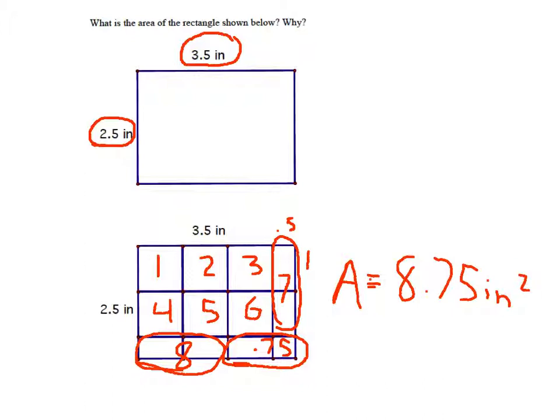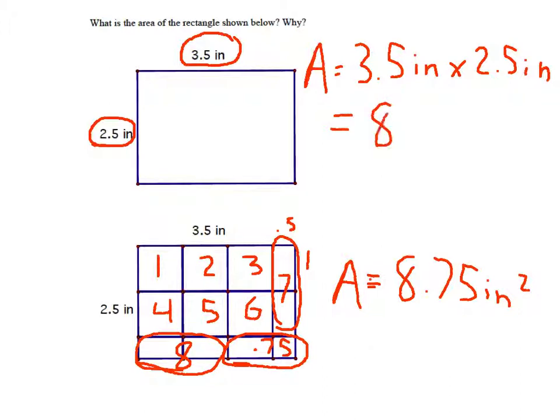And like we saw before, you can also just multiply here. We know that the area of a rectangle is equal to 3.5 inches times 2.5 inches. And you can double check that 3.5 times 2.5 is 8.75 inches. And here it's squared because area means inches squared, but also because you have inches times inches. Anything multiplied by itself is the same as saying squared.